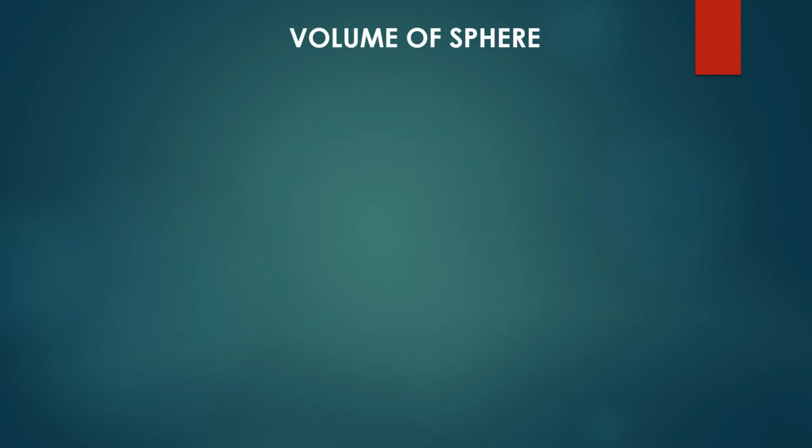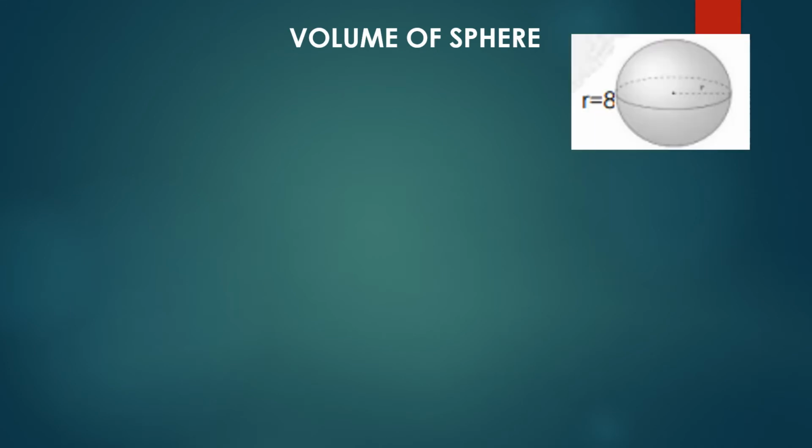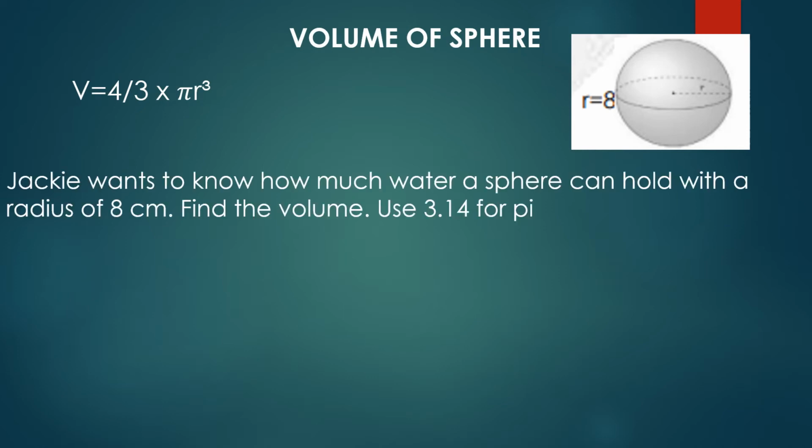Now let us have volume of sphere. So the radius of this given sphere is 8. Now, the formula for the volume of sphere is 4/3 times pi r cube, or pi r cube times 4 divided by 3. So, let's have this problem. Jackie wants to know how much water a sphere can hold with a radius of 8 cm. Find the volume using the pi 3.14.